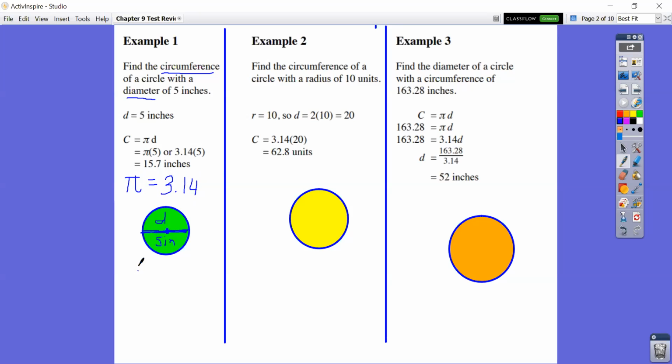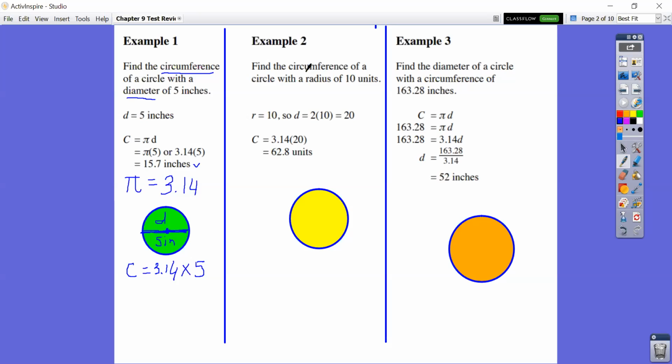Okay, so C equals pi d. That means C equals 3.14 times diameter. What is your diameter? 5. So that's why we take 3.14 times 5, which is the same answer, 15.7 inches. Okay, so that's your answer for example 1.